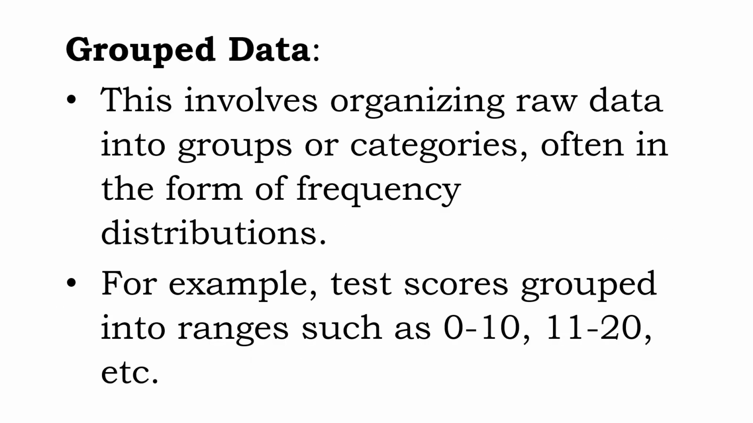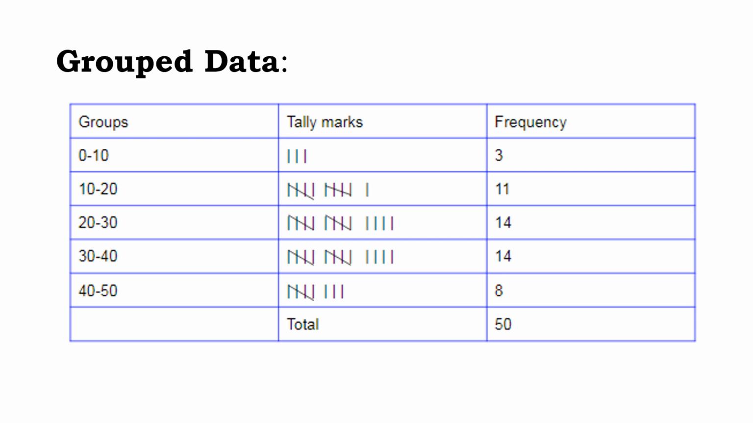Grouped data involves organizing raw data into groups or categories, often in the form of frequency distributions. For example, test scores grouped into ranges such as 0 to 10, 11 to 20, and so on. So here's a sample illustration.